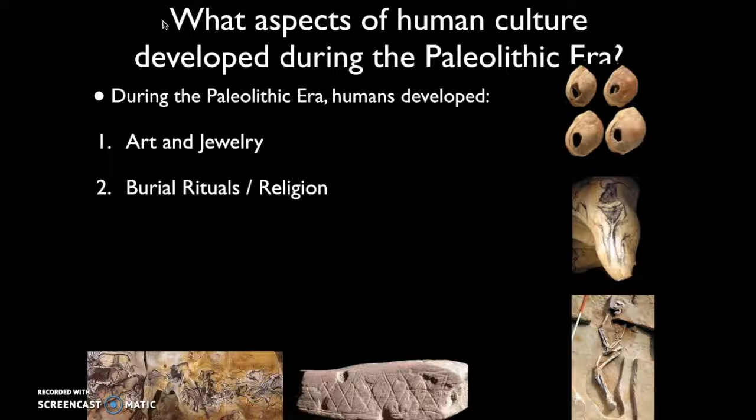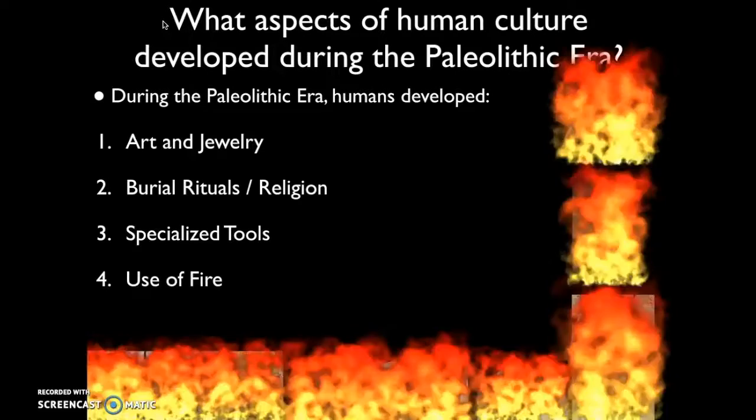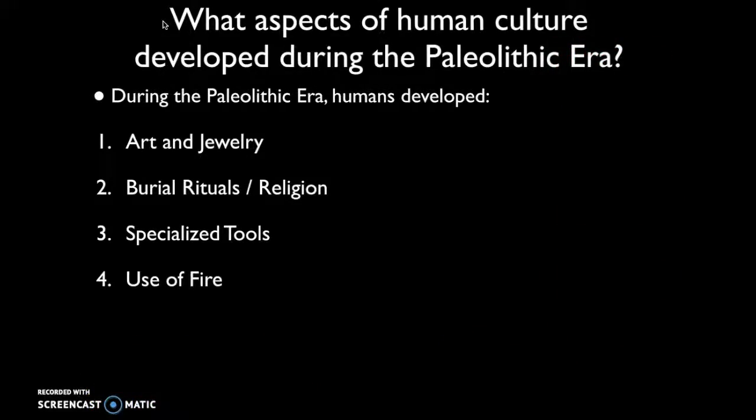Humans also developed burial ritual practices, which is suggestive of religion, because that indicates that there may have been some belief in an afterlife or some supernatural scenario after life. They also developed a number of specialized tools. Over time, those stone tools, which started out as kind of blunt, crude instruments, became smaller and sharper and more precise over time. And most importantly, they developed and utilized fire for a number of different activities, including obviously staying warm and for cooking meat and other food.